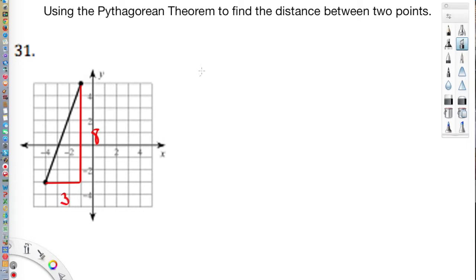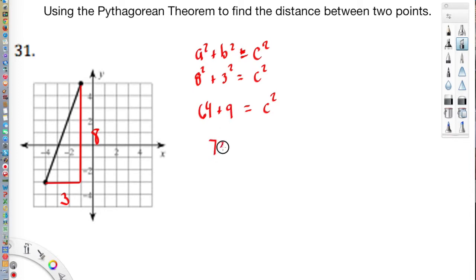The base is 3. So I can use now my Pythagorean theorem. A squared plus b squared equals c squared. Okay, I'm going to say a is the height, which is 8, and a squared. And then I'm going to say the base will be b, which is 3, and I'll square that. 8 times 8 is 64. 3 times 3 is 9. Okay, 64 plus 9 will be 73, and 73 is equal to c squared.